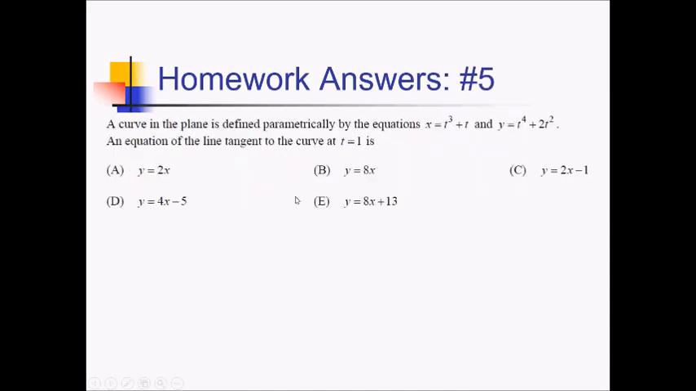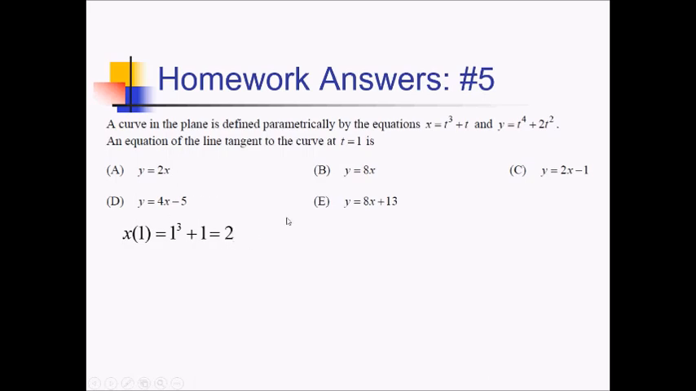For this problem, a curve in the plane is defined parametrically by these two equations. We want the equation of the tangent line at time 1. So tangent line, you need an x value, a y value, and a slope. Let's start with the x and y since we already have equations for finding those. For the x value, we're just doing x of 1, so that's going to be 1 cubed plus 1, and that just adds up to 2.